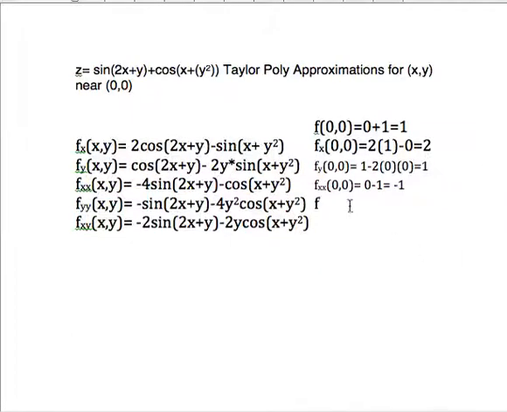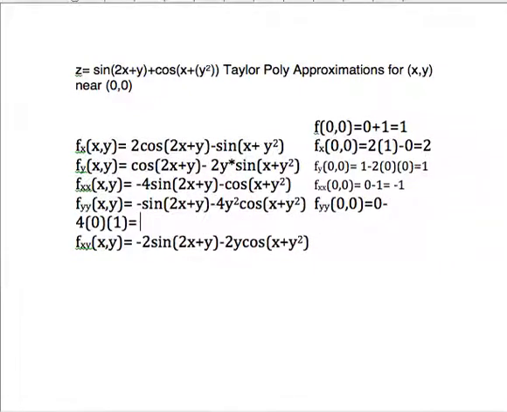For f of xy of 0, 0, so f of y of 0, 0: negative sine times 0 is going to be 0, minus 4 times 0 squared, which is 0, times cos 0, which is 1, equals 0.